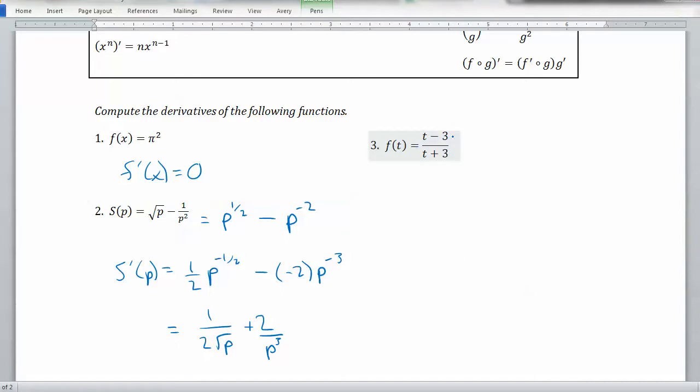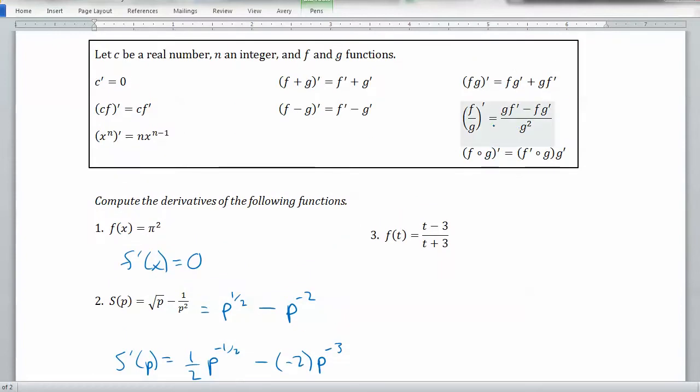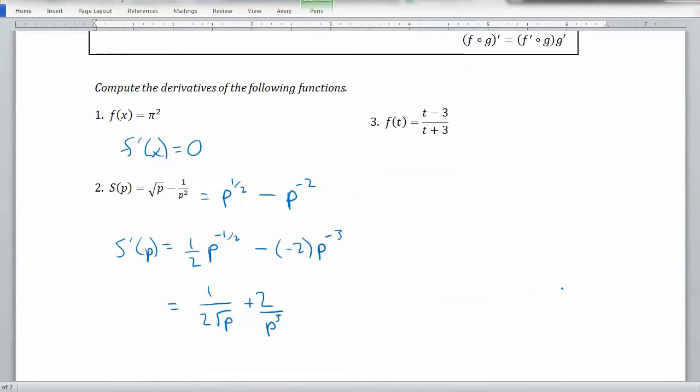Number 3, we have the fraction t minus 3 over t plus 3, a rational function. And we can use the quotient rule for that, which is right here. And I like to remember this as low d high minus high d low over low squared, where low is the denominator of the original fraction and high is the numerator.